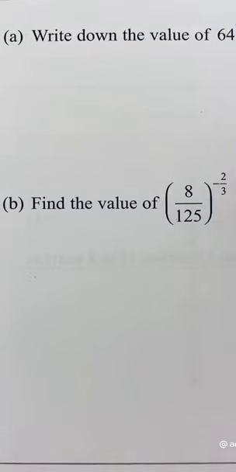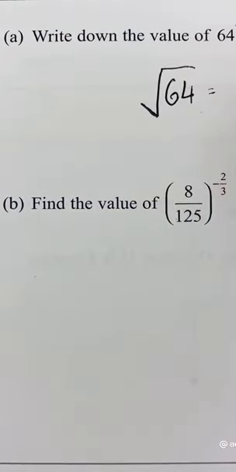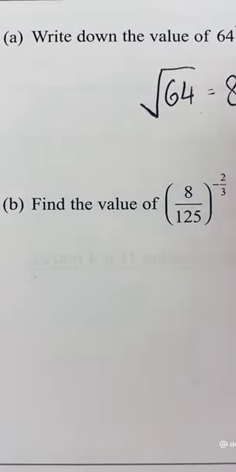To the power of half means square root. So you're literally just going to do the square root of 64. And what's that? Well, you're basically thinking of two numbers which multiply to give you 64. And, well, the same number which multiplies to give you 64, which is 8, because 8 times 8 is 64. And that's it. Part A done.